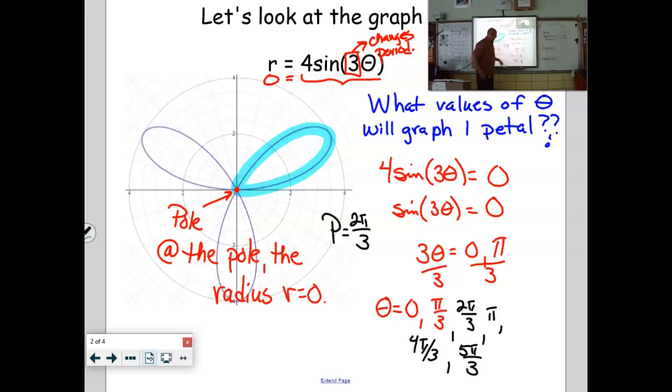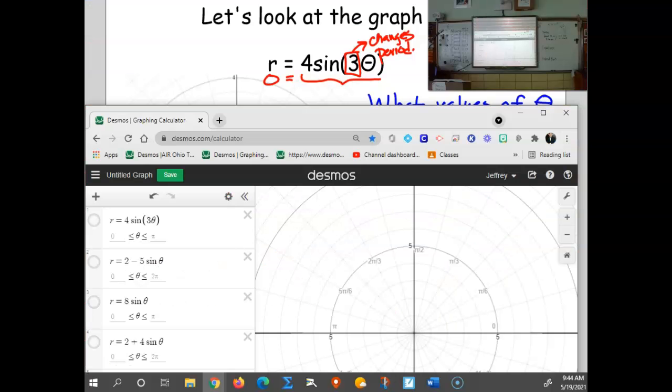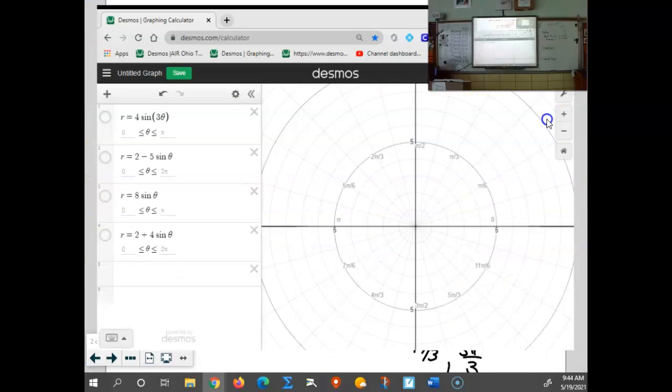All right? Now, I'm going to go ahead and go to my calculator. I'm going to call up this graph, and I'm going to go ahead and restrict the values of theta to these right here. Those are the ones I'm going to use, 0 and pi over 3, and let's watch what happens. I'm going to come over to my computer here, and I'm going to call up this graph. So let's open this up.